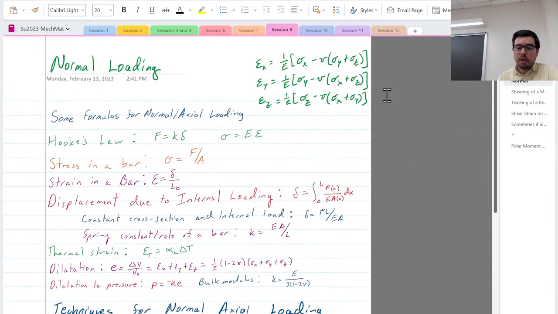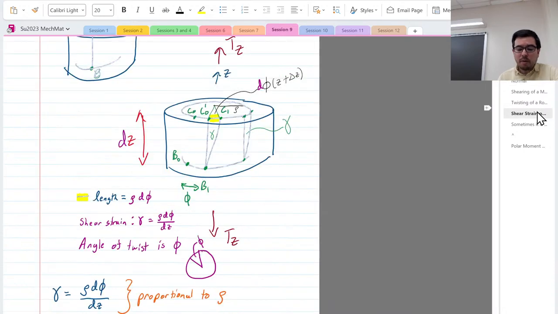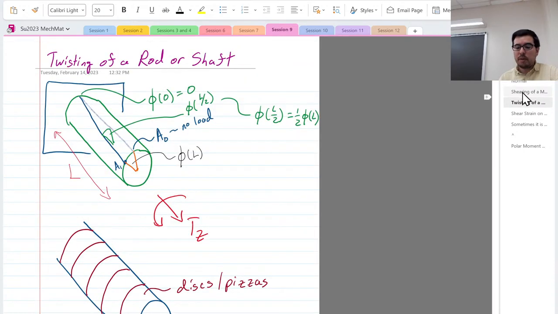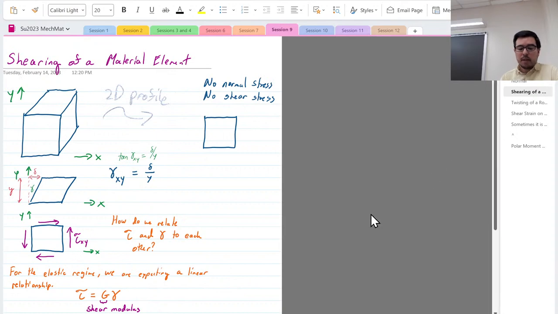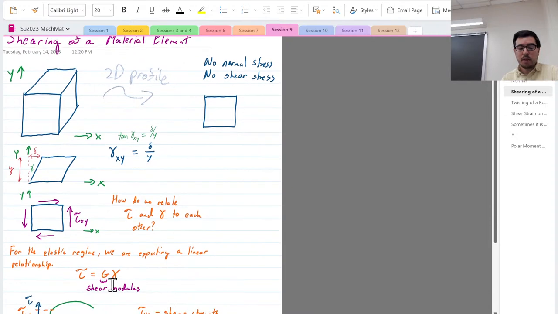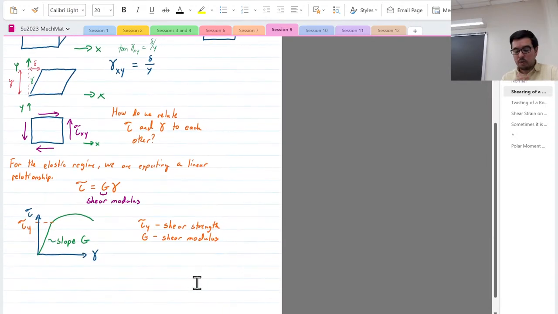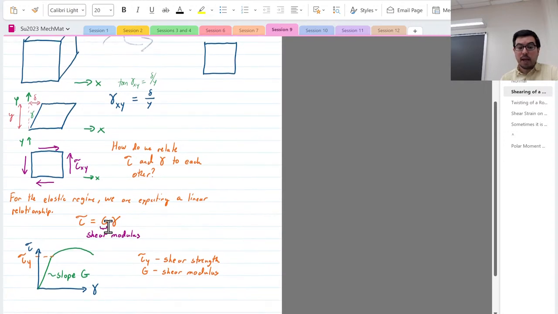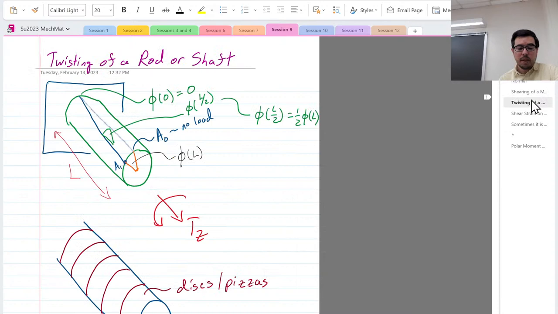Then if you want to take a look at what happens in torsion, there are really only a few equations. The big three would be this one: tau is equal to G gamma. The shear modulus times the shear strain is equal to tau, the shear stress or the shear strength, depending on the situation. But that's at the limit of the elastic regime if it's shear strength. That's at the limit.